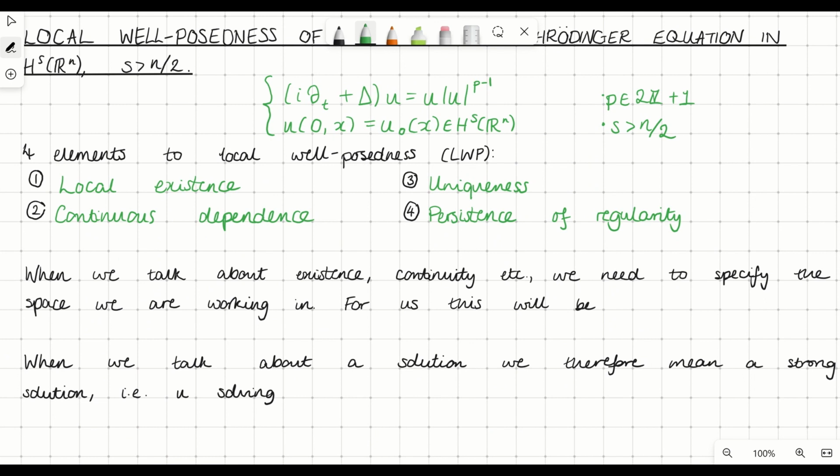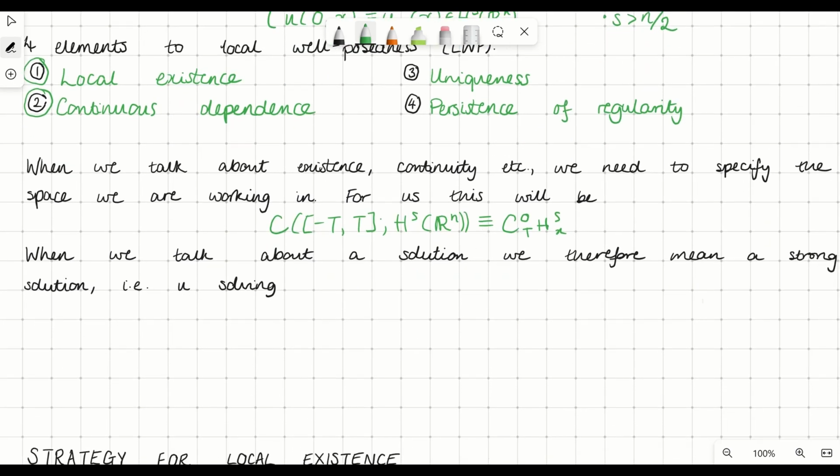So today we're going to focus just on the local existence and the continuity aspects of local well-posedness. And for both of these, we need to specify the space we're going to be working in. So since we're looking at well-posedness in H^s, we're going to be working in the space of continuous functions on some interval into H^s. So as I just said, I'll often be denoting this as C^0_T H^s_x. And since solutions in this space obviously don't necessarily have enough differentiability to be classical solutions of the equation, when I talk about a solution, I really mean a strong solution.